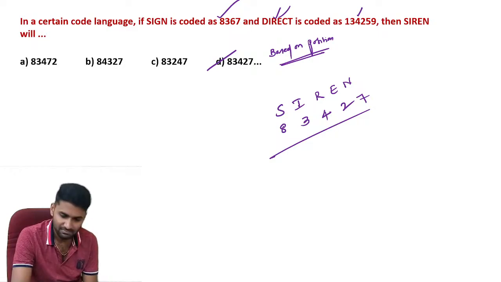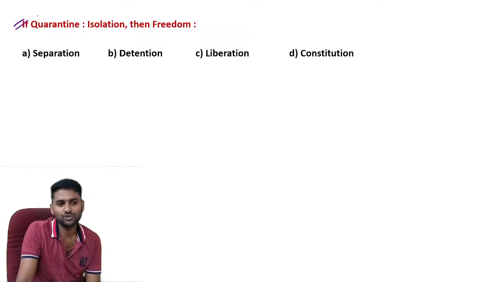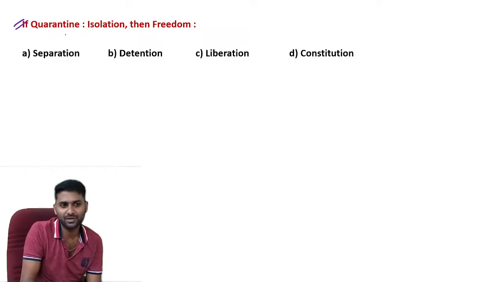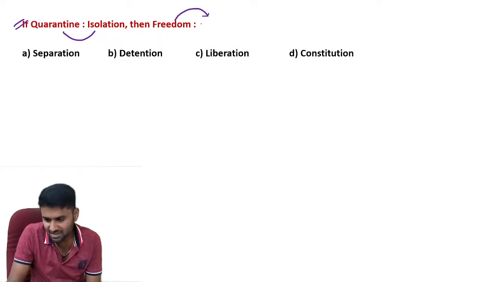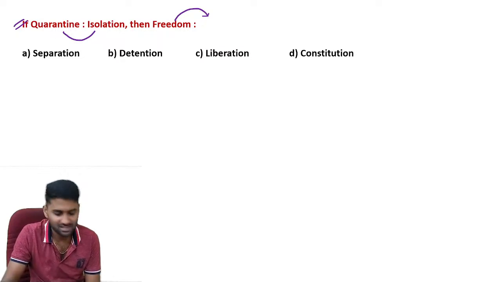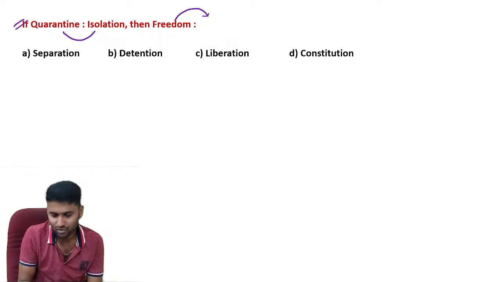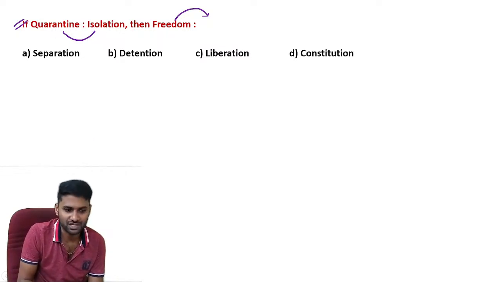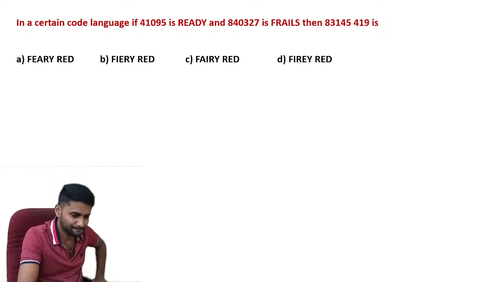Razi, Ramesh, Rajdeep, super. Guys, this is for you. I'm just leaving it for you. Just try to solve this question. Understand the relation between quarantine and isolation and mention the same relation with freedom. See, after this session, try to solve it and post your answer in the comment section. Don't forget to post your answer in the comment section. Let's move to the next one. Try this.